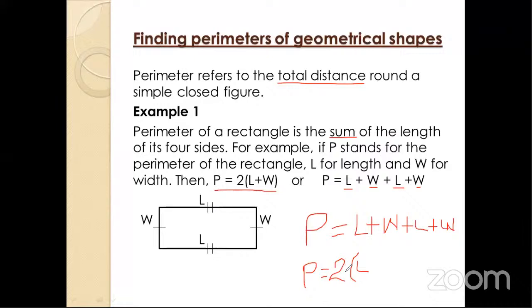When you have 2 here, it means these 2 you are multiplying by what is inside. 2L, and also here you have 2W. That is why 2 is represented outside. So those 2 represents that there are 2 lengths in a rectangle and there are 2 widths in a rectangle. So this is how you find a perimeter of a rectangle.